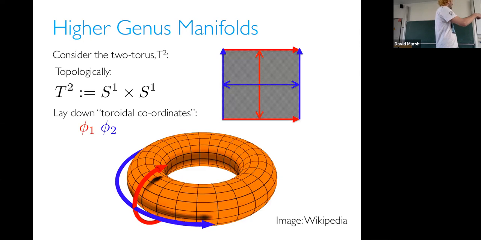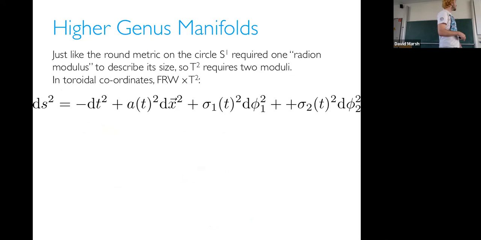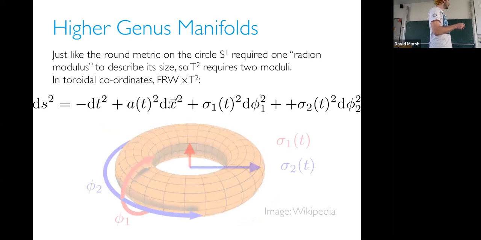So given that we know the torus is just two copies of the circle, we can easily write down the metric on the torus in toroidal coordinates. This is the metric on the torus in toroidal coordinates. ds squared equals minus dt squared plus a squared dx squared plus sigma 1 squared d phi 1 squared plus sigma 2 squared d phi 2 squared. I need two sizes, sigma, to define the sizes of those two different circles.